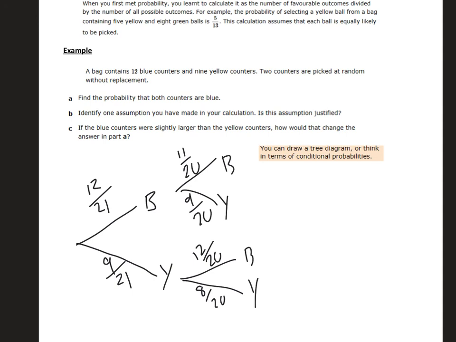So again, times them together to get the end bit straight away. So 12 over 20. If you work these out, at the end I'll get 11 over 35. So that's getting 2 blues. That's getting a blue and a yellow. That's getting a blue, a yellow and a blue.